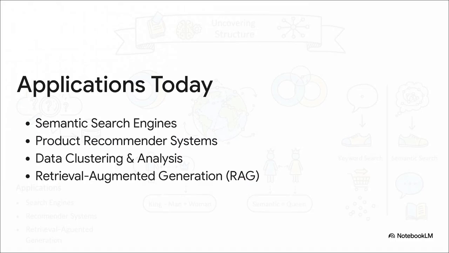And trust me, this is not science fiction. We are using this map everywhere, right now. It powers the semantic search in engines like Google. It's how a shopping site knows to recommend a product that's similar to one you just looked at. It's used to find hidden patterns in huge data sets. And it's a critical piece of advanced AI systems like Retrieval Augmented Generation, or RAG, which helps chatbots give much more accurate, fact-based answers.